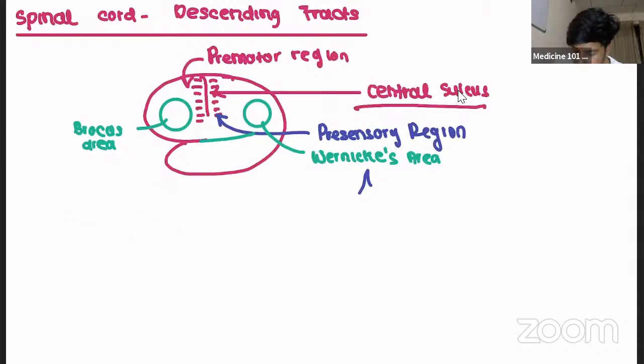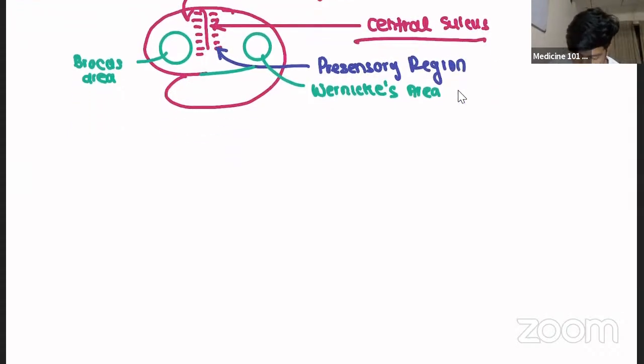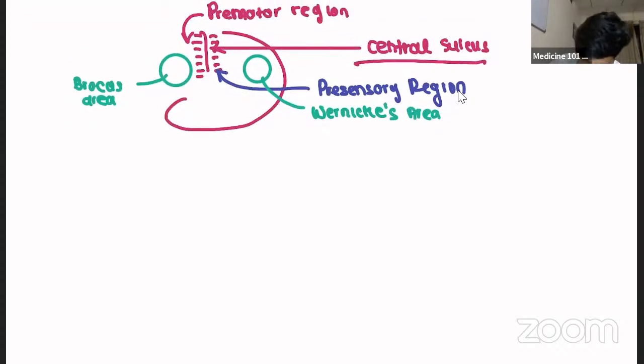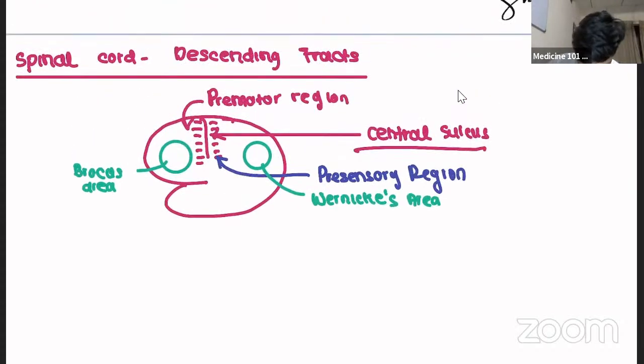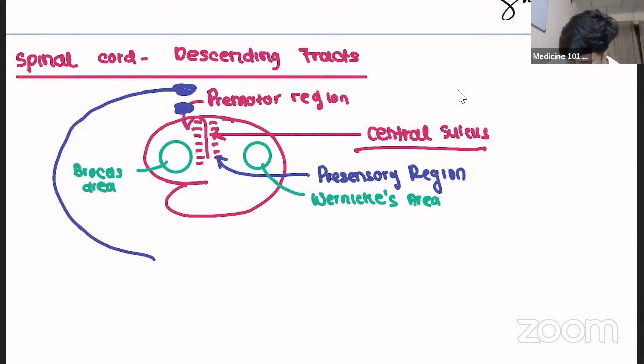That is the importance of this central sulcus. The other importance of the central sulcus, I'll come to that in a while. For now, let's focus on this situation right now. Okay, first of all, we have areas of the premotor region which will supply nerves, like our voluntary movement, from the limbs.